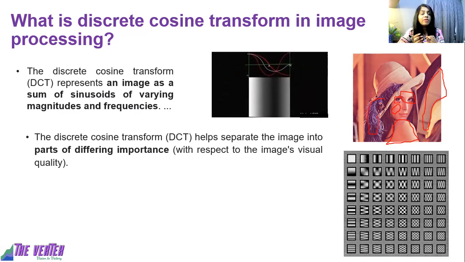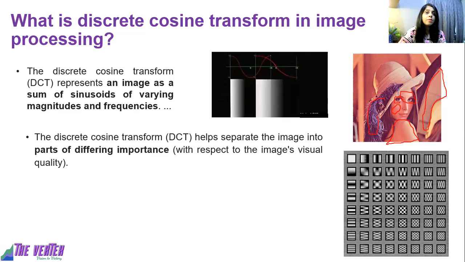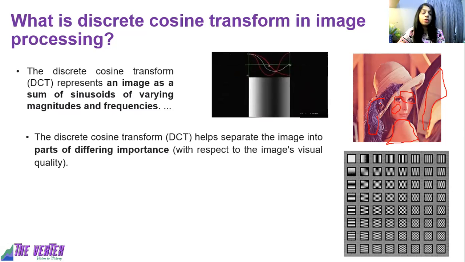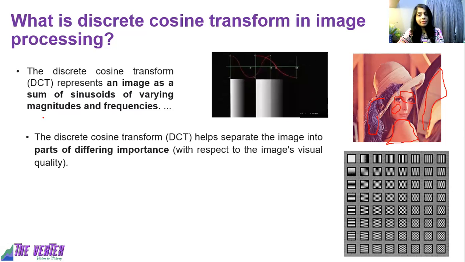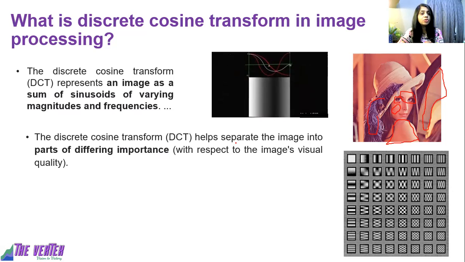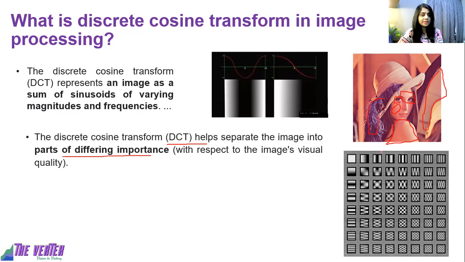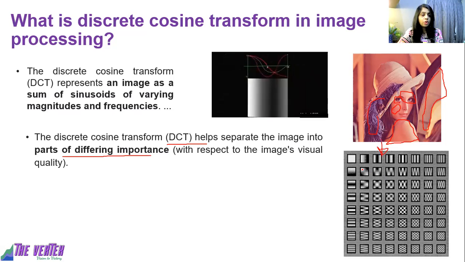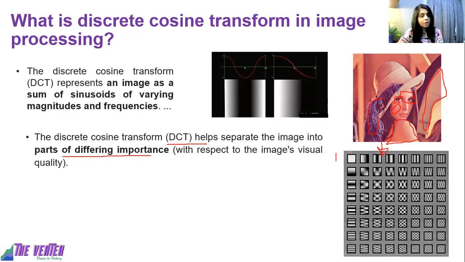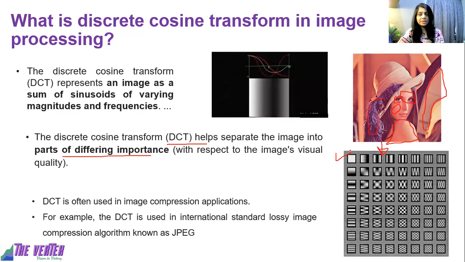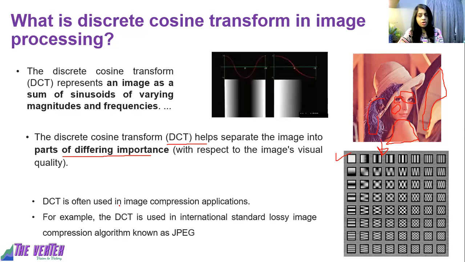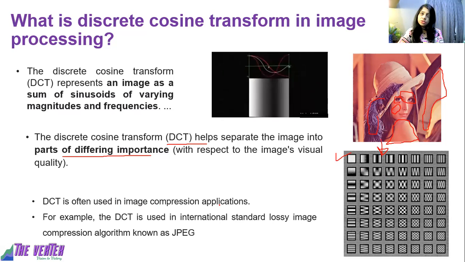available. So every part is of different importance according to visual quality, and DCT helps to separate the image into parts of differing importance like this. So we are going to learn in detail about this in the coming slides. DCT is often used in image compression applications.